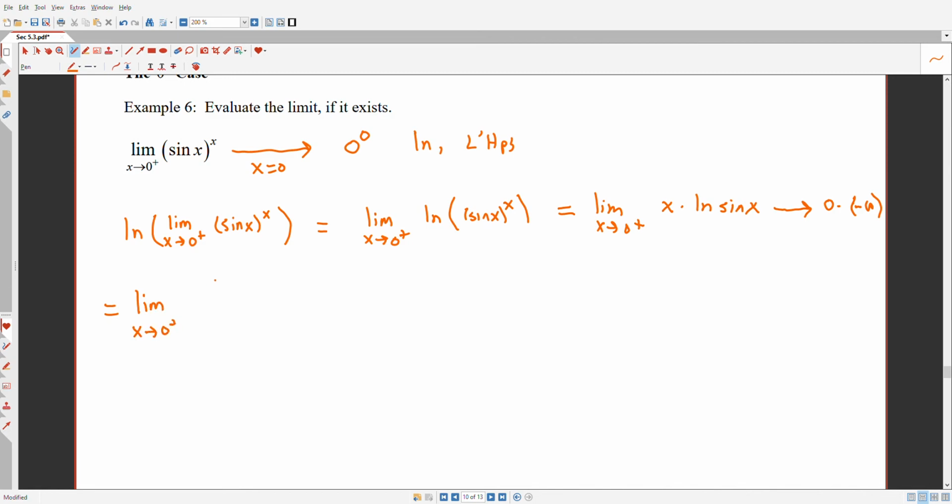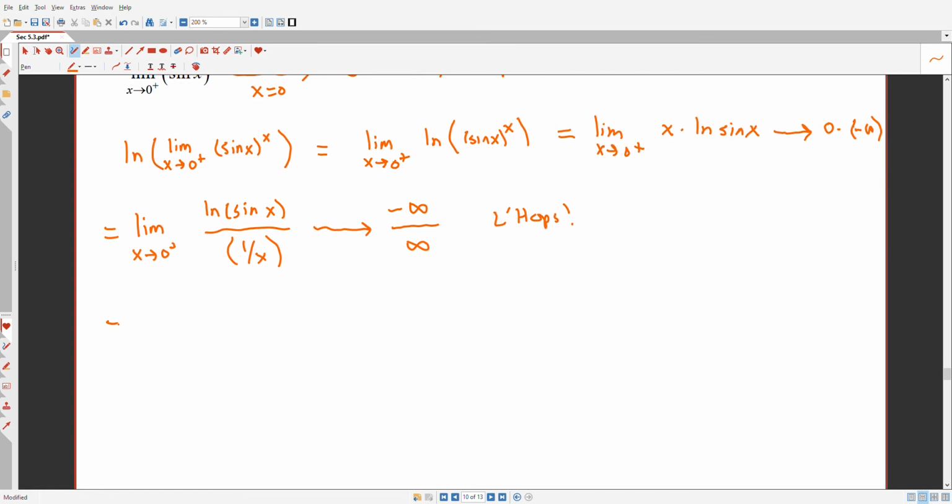Maybe I'll write this as the natural log of sine of x, and I'm going to force that x that's becoming a 0 to be a 1 over x. So that this now goes to the natural log of 0 divided by 1 over 0, which is infinity. So now I can use L'Hopital's.